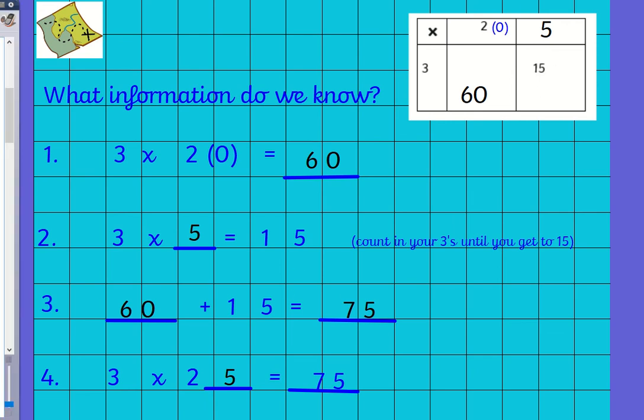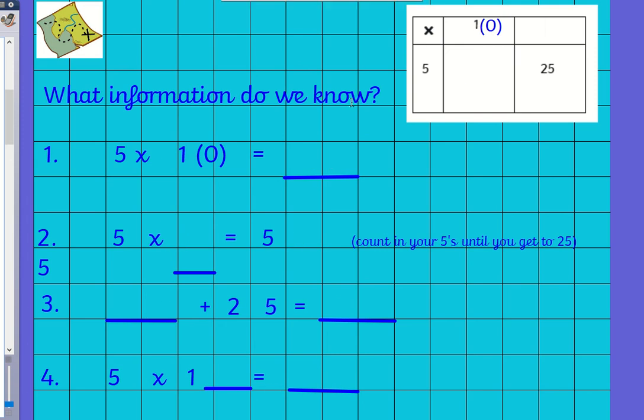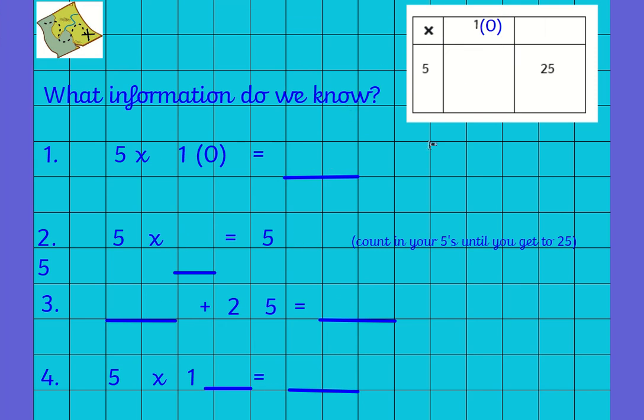So let's do one more together. So 5 times 1, which is actually 5 times 10, as we know, equals 50, doesn't it? There we go. It equals 50. So there we go. And then 5 times something.